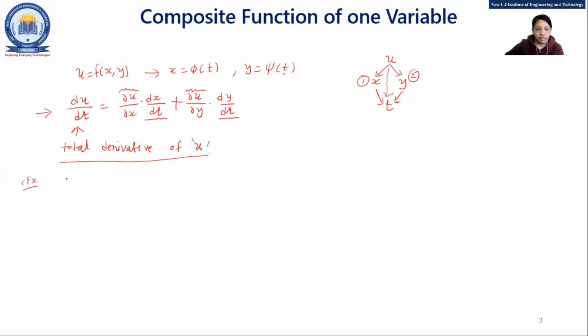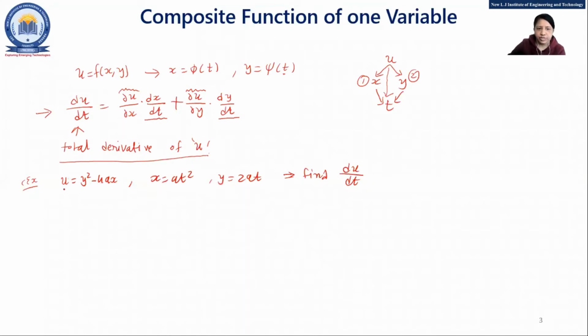So u equal to y square minus 4ax, where u is a function of x and y both. Now x equal to at square, y equal to 2at. So the question is what? Find out du by dt. Find out what is the difference between du and dx.